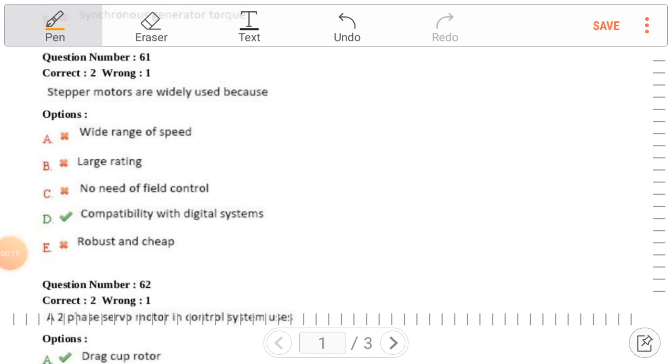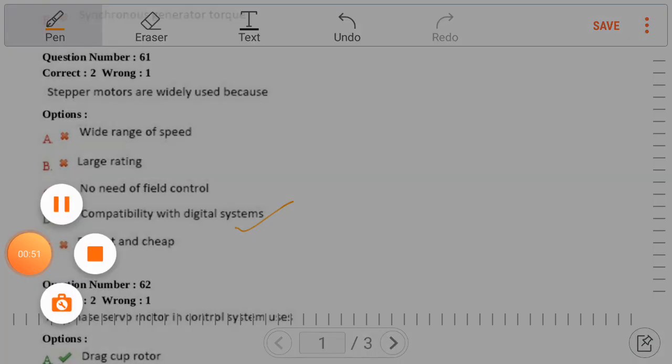In the first problem, he is asking stepper motors are widely used for which type of system. Options: it is used for a wide range of speed, or for large rating, or where field control is not required. Option D is asking compatibility with digital systems, and option E is that it is used where a robust and cheap requirement is there. So the stepper motor has the property that it is compatible with digital systems.